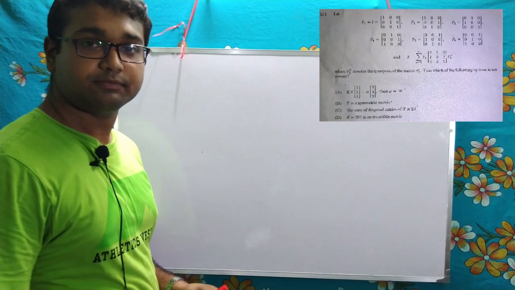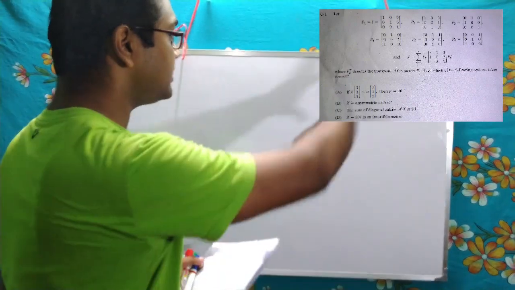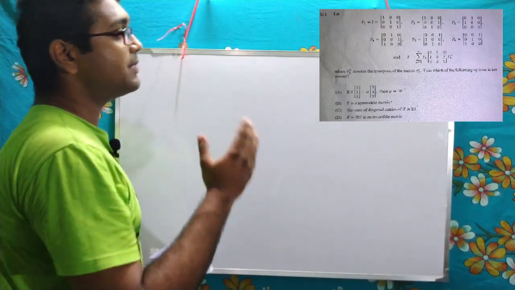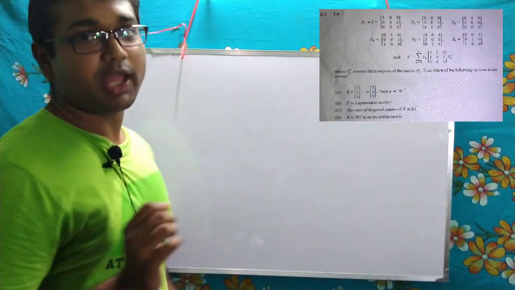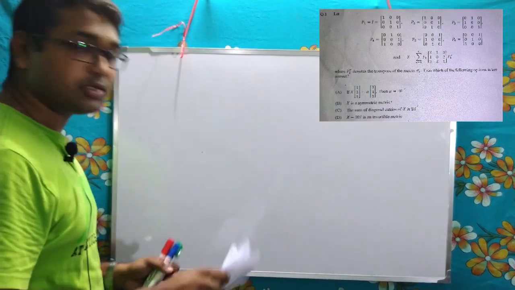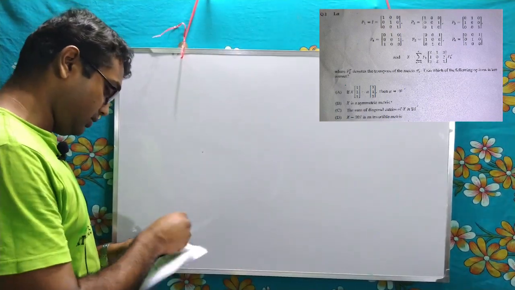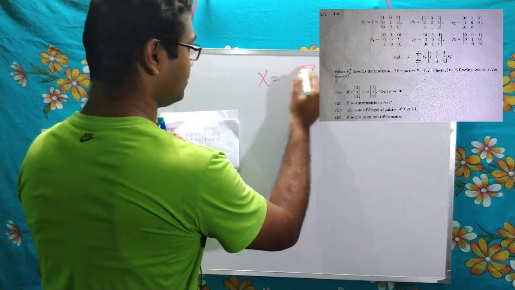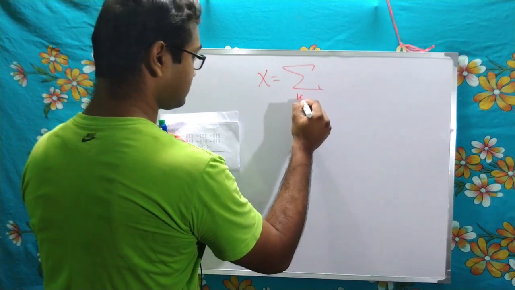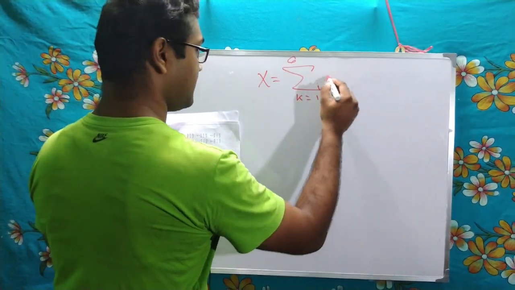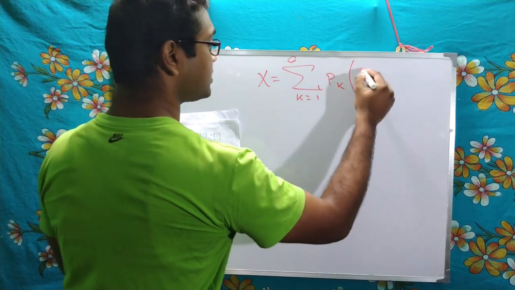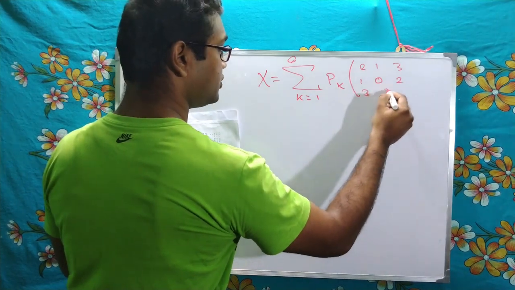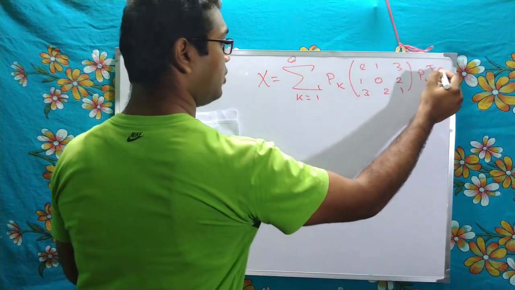You can see the problem here, and in the problem we see there are six matrices given. Out of these six matrices, the first one is actually the identity matrix. Then let's work with this. Here is given another matrix X, and X is equal to the summation of k equal to 1 to 6 of Pk times the matrix [2 1 3; 1 0 2; 3 2 1] times Pk whole transpose.